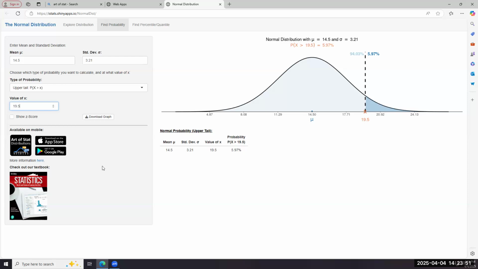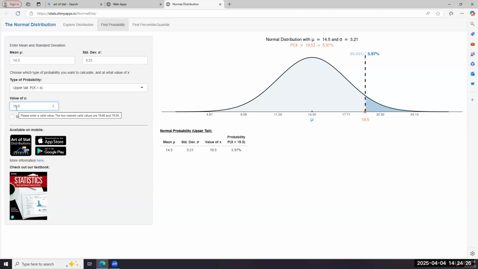Most of the people missed it. They don't use the 19.5, they use 20. You cannot use 20, because 20 is just one number, and there's 20, 21, 22, 23. You have to give an interval. So it's greater than 19.5, and that gives you the number right away. Otherwise, if you want to do it manually, you have to change this to the Z, and it takes time.